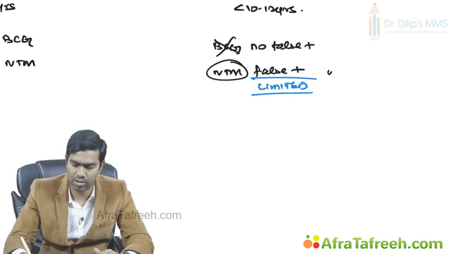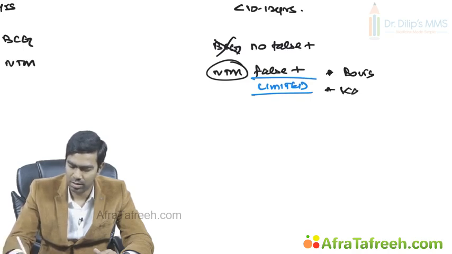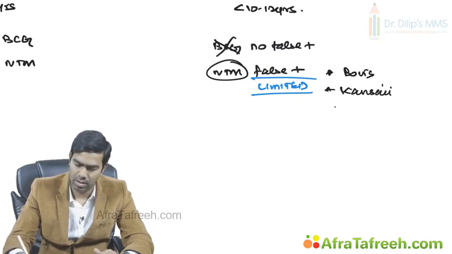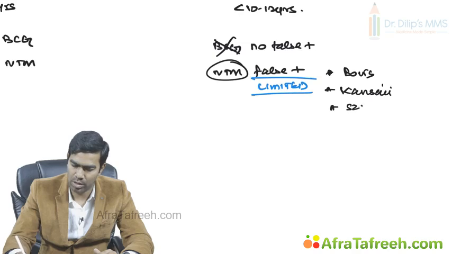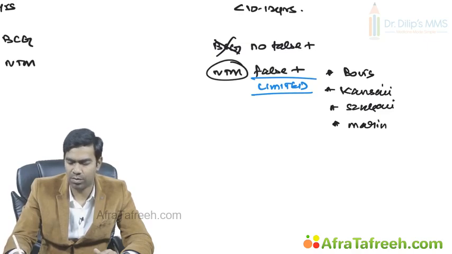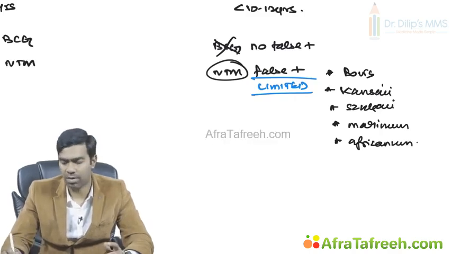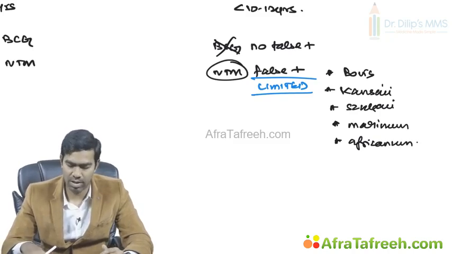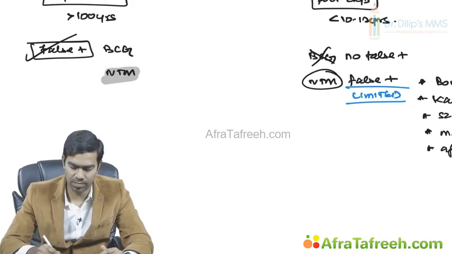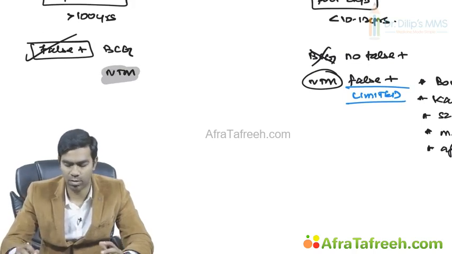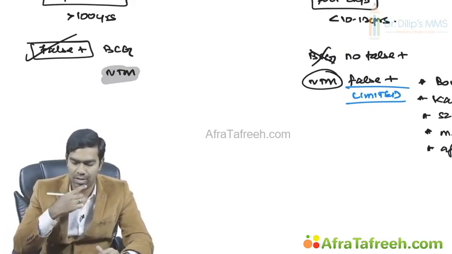What are the few species that can cross-react? One is Bovis, second is Kansasii, third is Szulgai, fourth is Marinum, and fifth is Africanum. These are the only species that cross-react with IGRA for TB. Apart from that, there is not much cross-reaction. But here, every single type of non-tuberculous mycobacteria will give a positive result in tuberculin sensitivity testing. So that's one of the big negatives of this test.